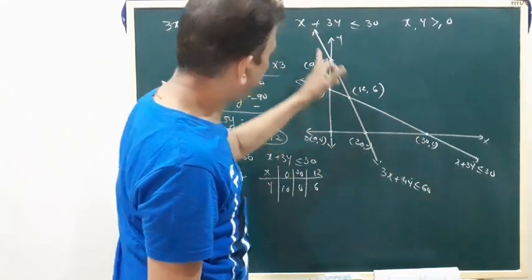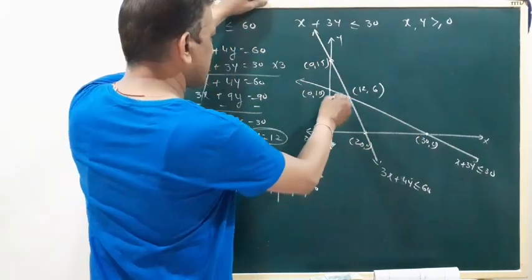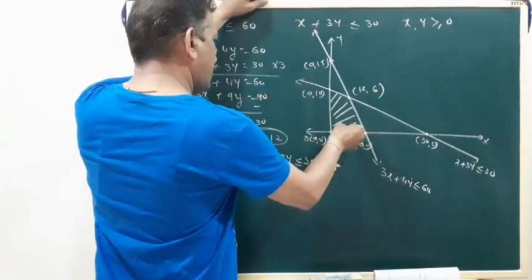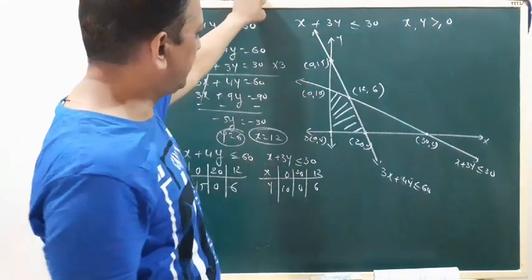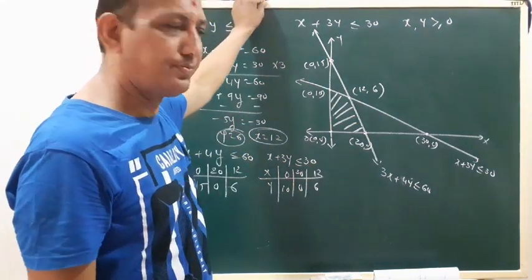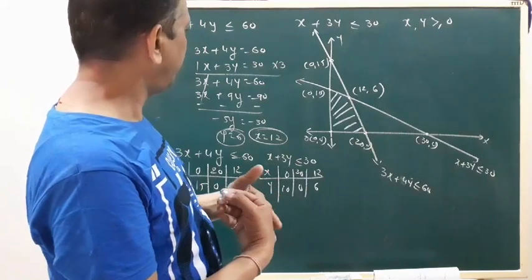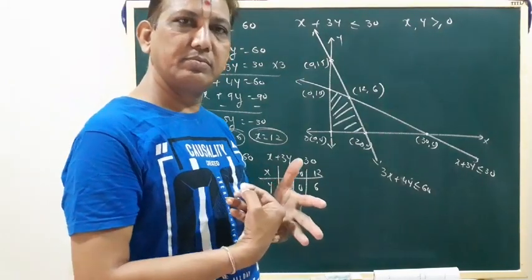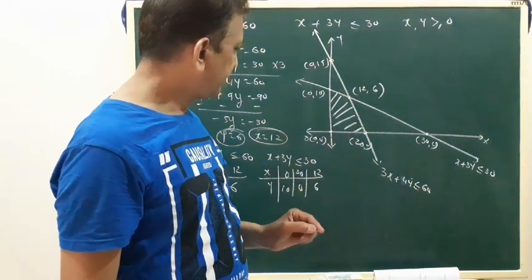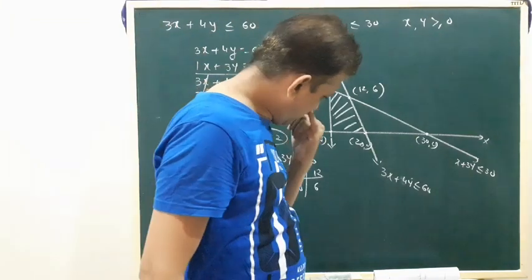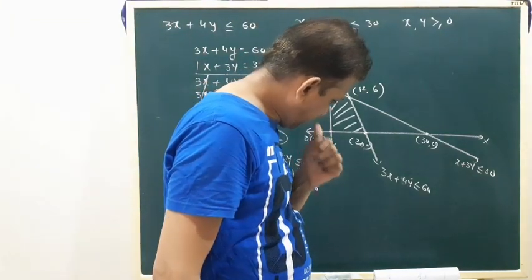Second right angle triangle, first right angle triangle. The common portion is this type of figure. Okay, this is your common portion. Do you understand? This is very important. Clear? Question number 10.